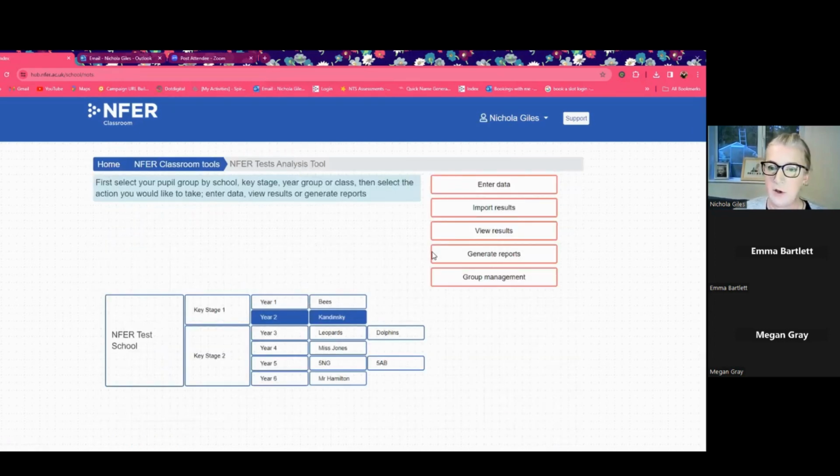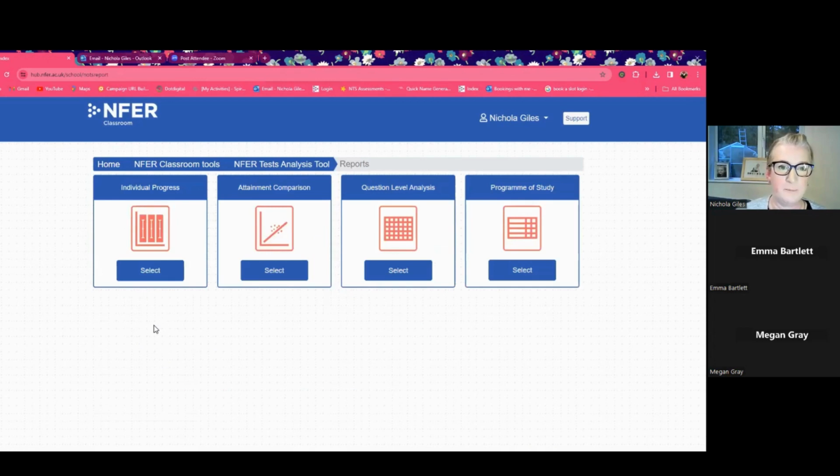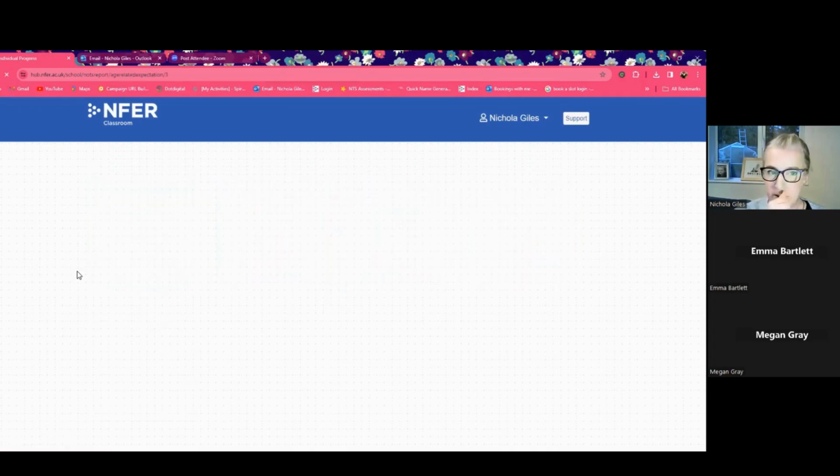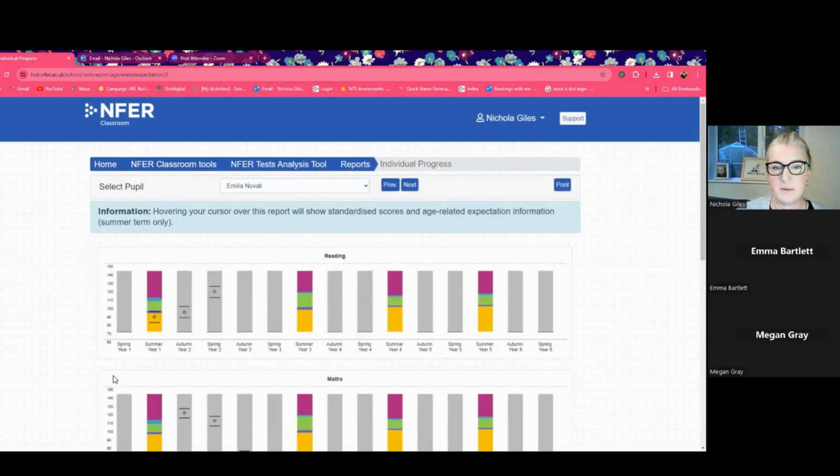Okay, sticking with year 2, I'm going to go to the reports. The first one is that individual progress. Now we're looking at particularly reading. You can see here, because we're looking at year 2, that they've had that information in there, and actually you can start to see that journey.